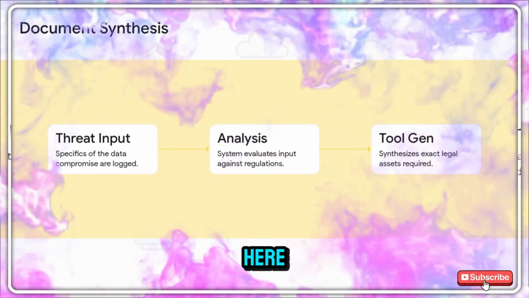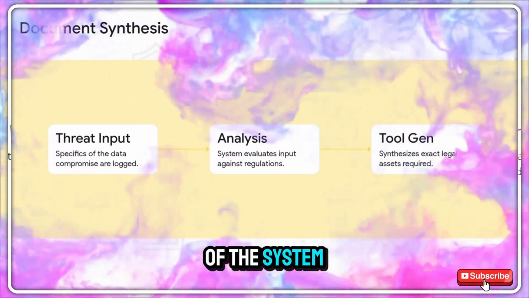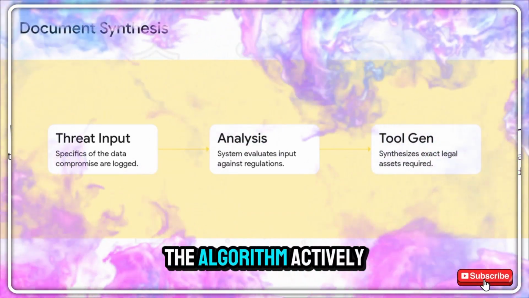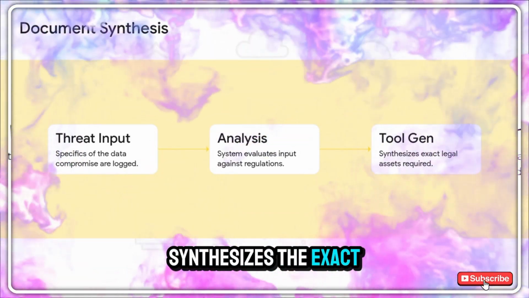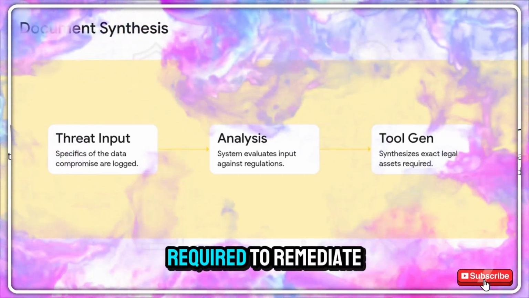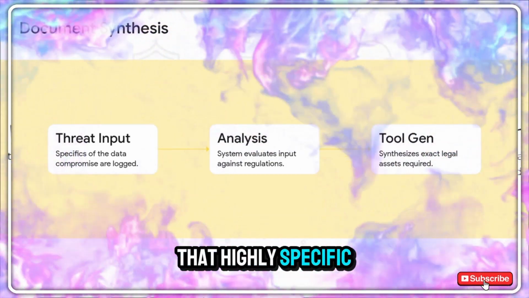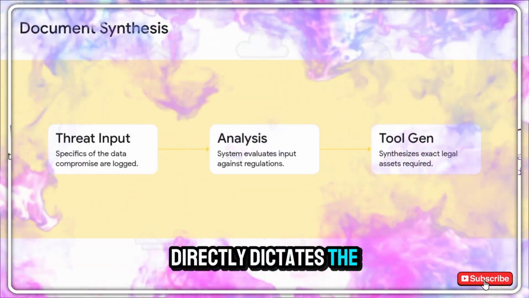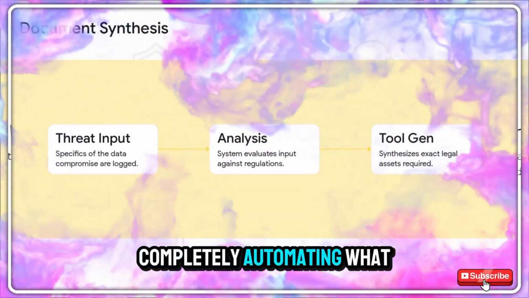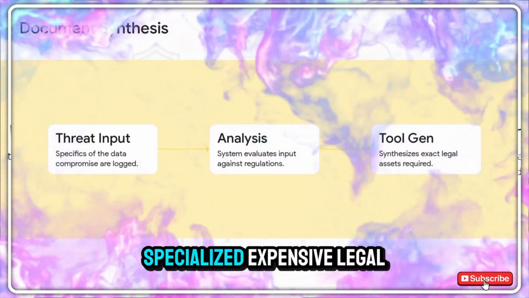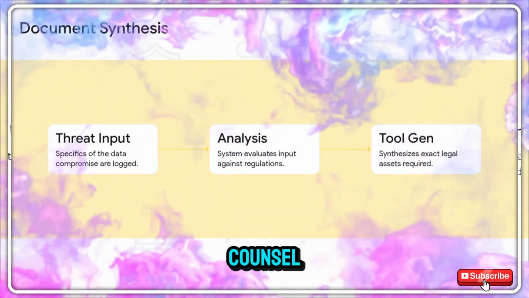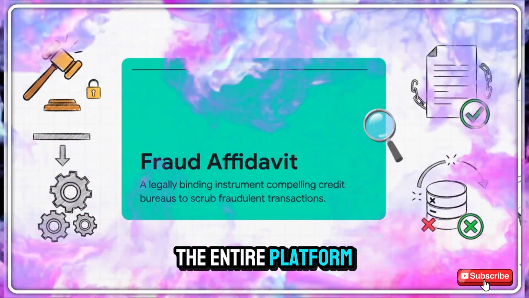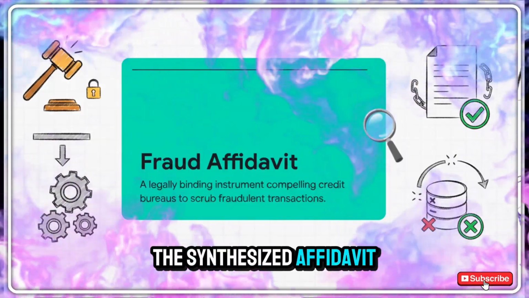Now pay attention here, because this isn't just a matter of the system pulling up some generic fill-in-the-blank PDF, not at all. The algorithm actively synthesizes the exact, bespoke legal assets required to remediate that highly specific type of fraud. The granular data you input directly dictates the tailored legal output, completely automating what historically used to require specialized, expensive legal counsel. This brings us to the hidden legal leverage of the entire platform, the synthesized affidavit.